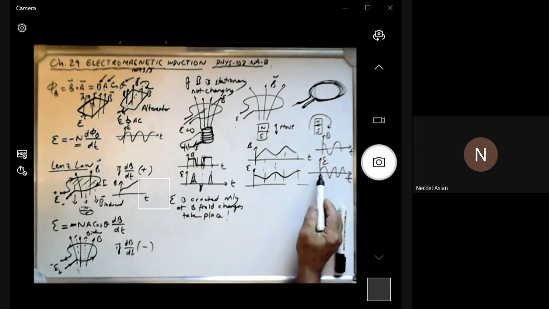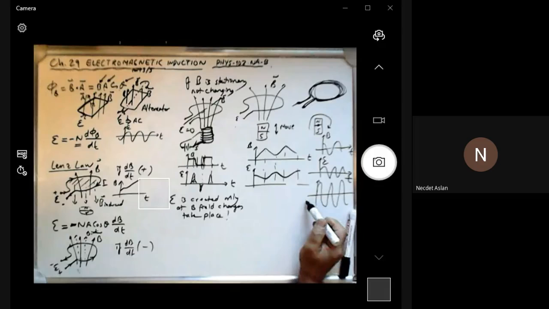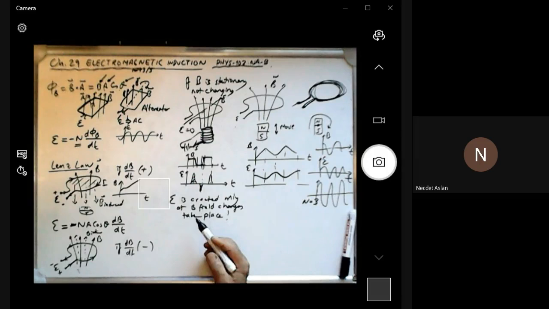So what it means is that when you increase the number of coils, the intensity of the signal also gets bigger and bigger and bigger, right? Maybe this is for n equals 3 or something. Okay, so this is really important, because now by changing the magnetic field, we're creating an electric field.